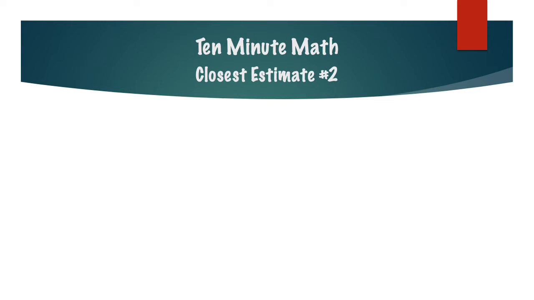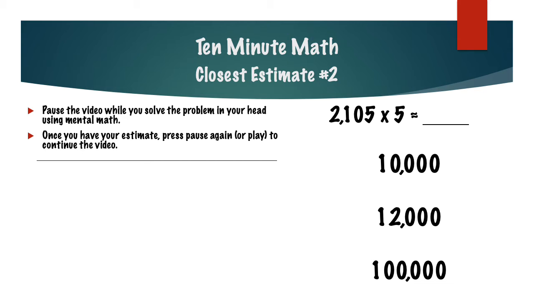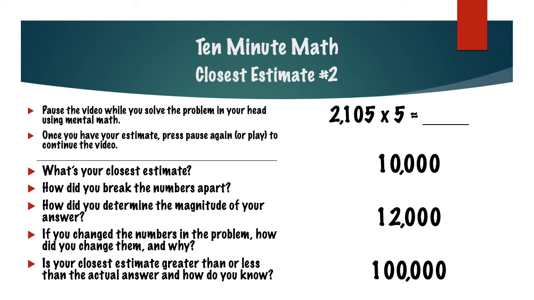10-minute math, closest estimate, problem number 2. Without solving the problem, find the closest estimate. Ready? Here's your multiplication problem. And here are your 3 estimates. So what's your closest estimate? Remember to ask yourself these questions when determining your answer. The closest estimate is 10,000. Did you get it right?